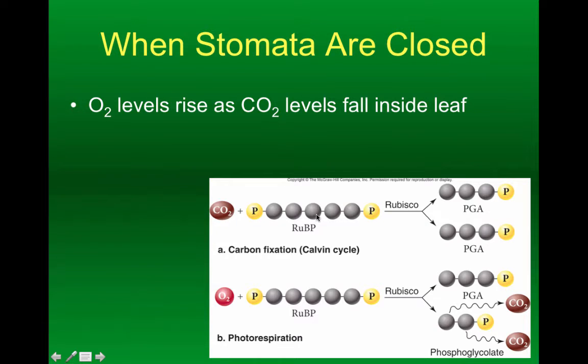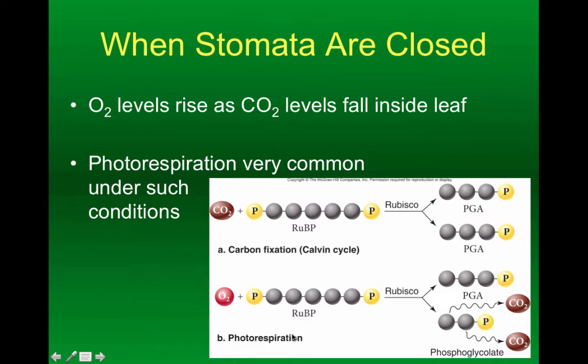This is our first step. Remember, we're adding 1 carbon molecules onto a 5 carbon molecule to make a 6 carbon molecule that then gets split in half to form 2 3-carbon molecules. So we take a 6, we divide by 2, now we get 2 3-carbon molecules. If, on the other hand, we have more O2, then we enter the situation called photorespiration.